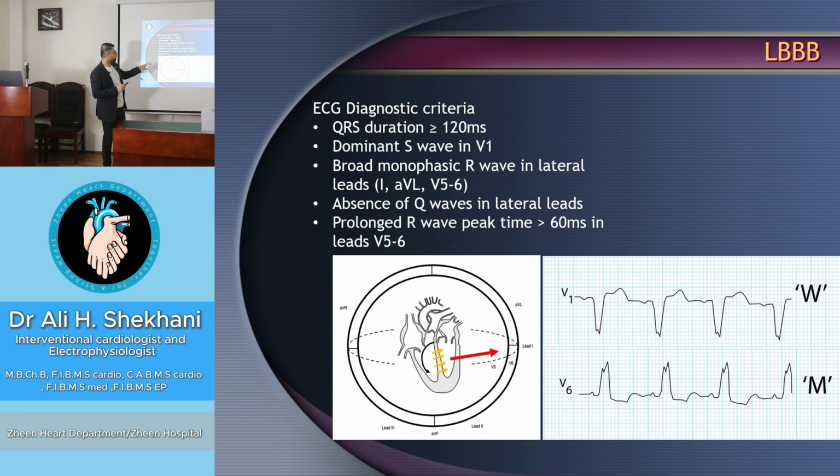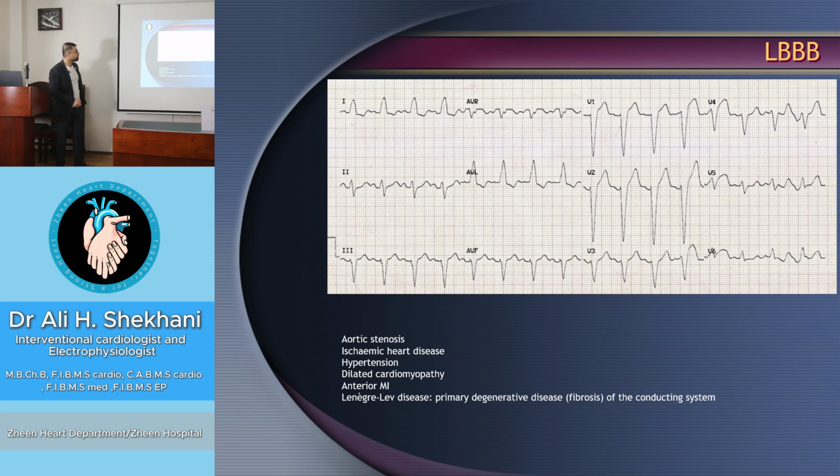That is the left bundle branch block. The QRS should be more than 120, and there is broad prominent R wave in V6, V5, sorry, and there is prominent S in V1. This ECG is left bundle branch block, and of course we have several causes for left bundle branch block. The most common cause is ischemic heart disease or cardiomyopathy, or maybe hypertension or aortic stenosis, and sometimes anterior myocardial infarction, or sometimes degenerative.